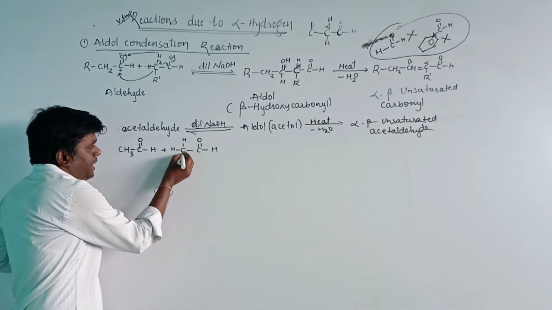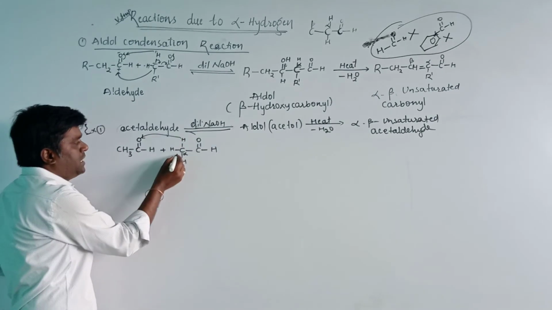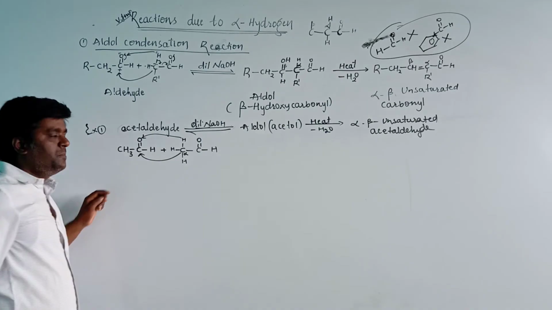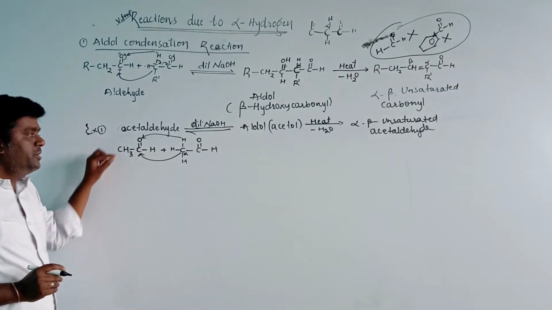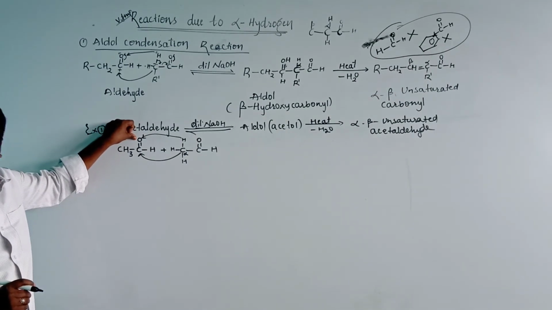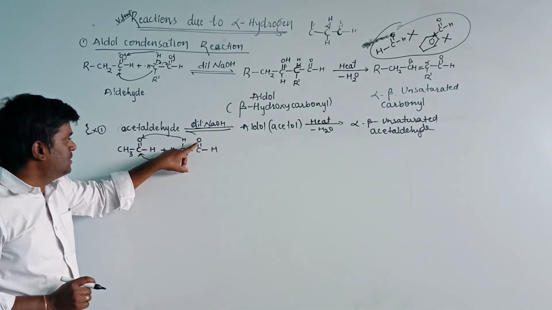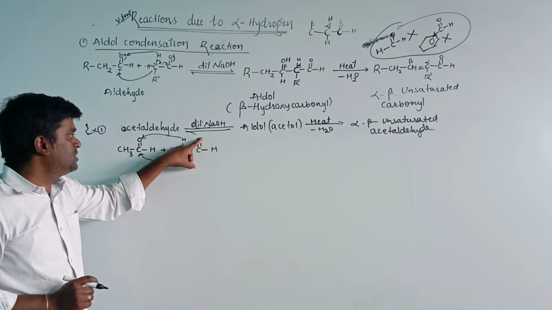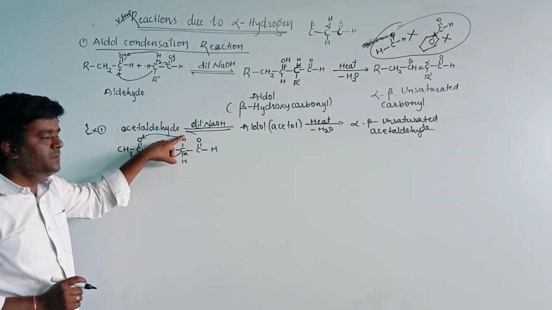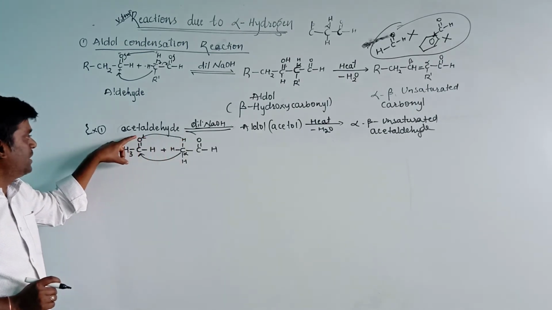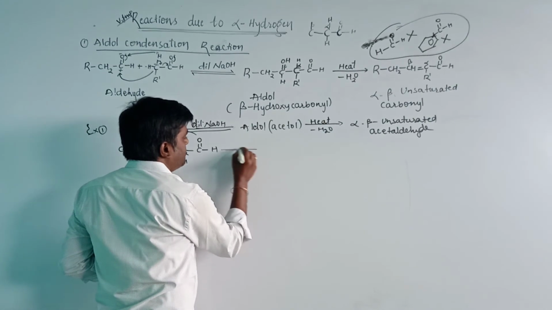Then, of these three hydrogens, one hydrogen atom will combine with the oxygen, and the other part will be attached to the carbon atom. The same mechanism will take place here. The displacement of electrons takes place towards the oxygen, and the oxygen gets a partial negative charge and the carbon gets a positive charge. Therefore this carbon gets the negative charge and this hydrogen gets the positive charge.